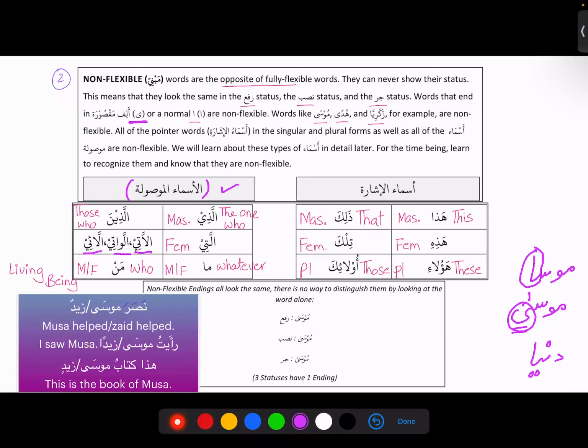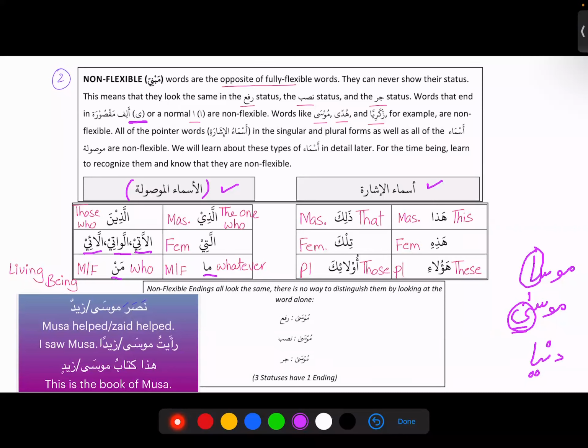Then we have ma and man. So ma means whatever. If we are talking about something, we are going to say ma, whatever. But if we are talking about some person, whoever, then man is going to be used. And this is for both masculine and feminine. But man is for living things and ma is for non-living things. So these are asmaul mausula, always mabni. Always non-flexible.